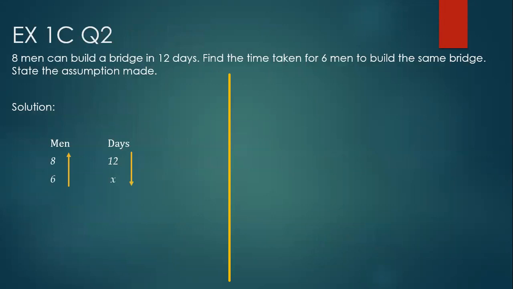Exercise 1C, question 2. 8 men can build a bridge in 12 days. Find the time taken for 6 men to build the same bridge and state the assumption made. So what we are comparing here is men and days. We have 8 men who are going to build a bridge in 12 days. We have to find the time taken to build the same bridge by 6 men.